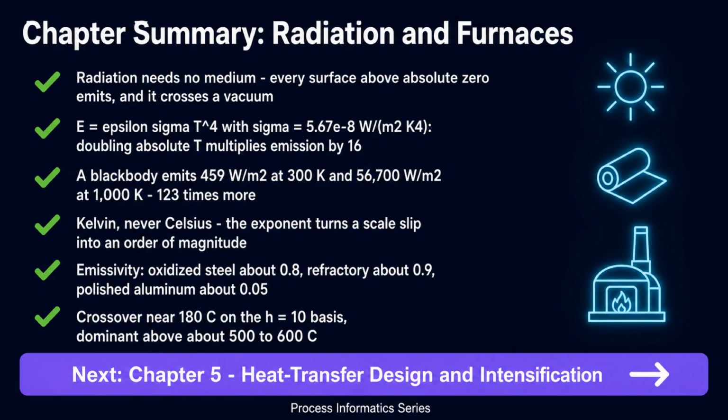Radiation reaches convection near 180 degrees Celsius on the h equals 10 basis, and dominates above about 500 to 600. Fired heaters split into a radiant section carrying 60 to 80% of duty and a convection section, with tube skin temperature the limit through creep and coking. Next chapter, heat transfer design and intensification.